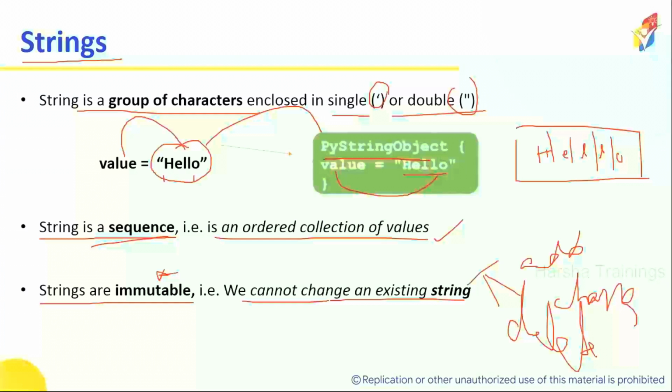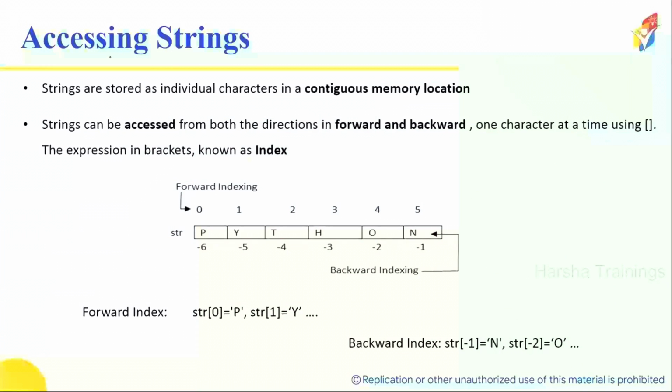Now, how can I access the strings? Strings are stored as individual characters in a continuous memory location. Just now I discussed it. If I want to access the strings, there are 2 possible ways. One possible way is I can access the data from left to right. That is called forward reading. If I am accessing the data from right to left, from back onwards, this is called backward reading or backward accessing.